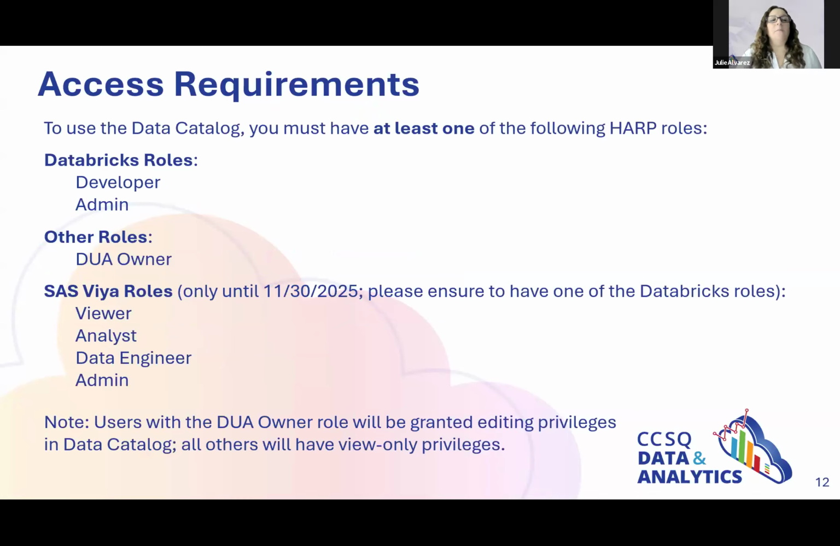Okay. To be able to access the new data catalog, you have to have at least one of these HARP roles. In the Databricks roles, either developer or admin role. Another role is the DUA owner role, as well as SAS Viya roles that will be available only until November 30th. So if you have a SAS Viya viewer, analyst, data engineer, or admin role, you'll need to ensure that you also get a Databricks role.